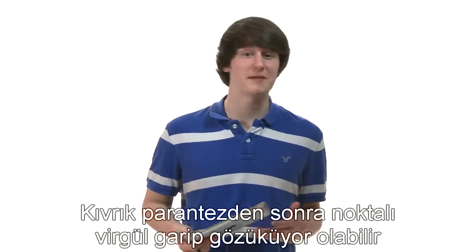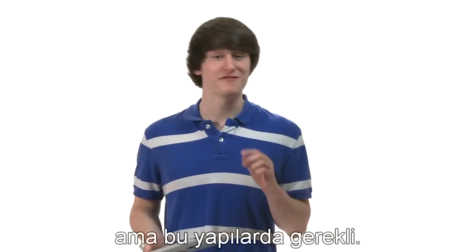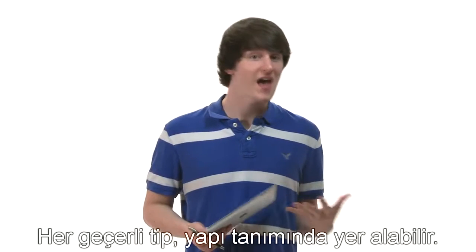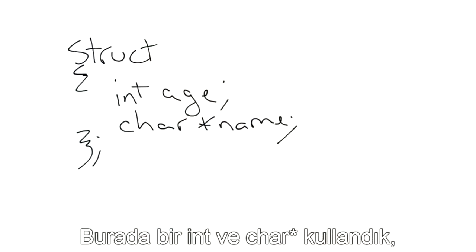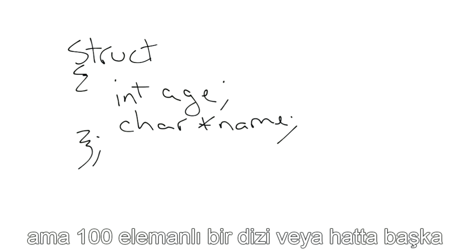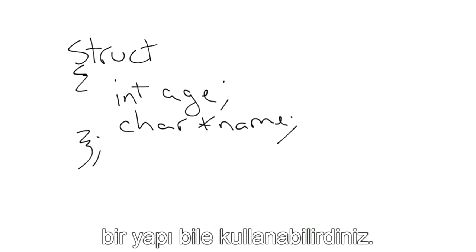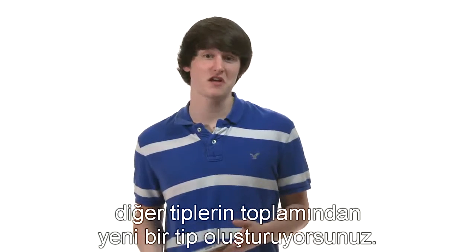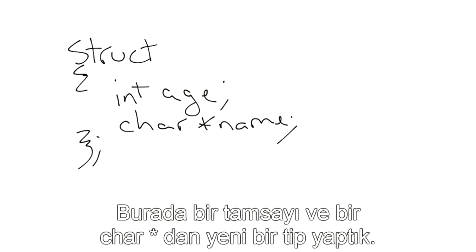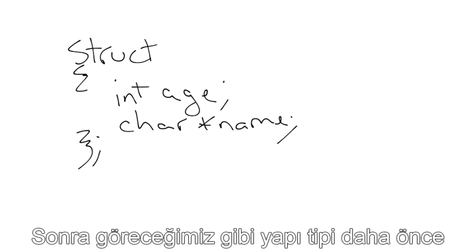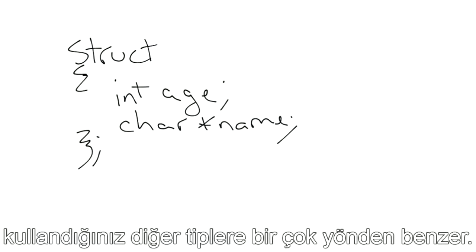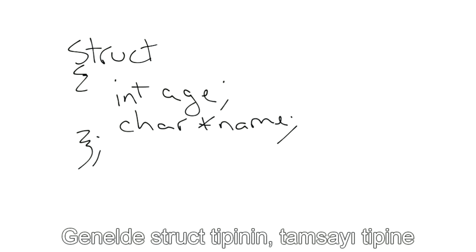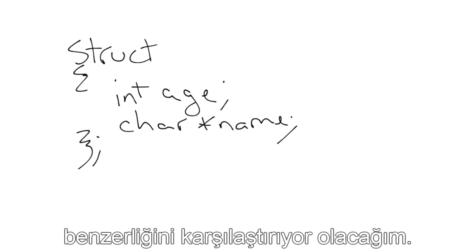It may seem weird to put a semicolon after a curly brace, but it's in fact necessary with structs. Any valid type can go within the struct definition. Here, we've used an int and a char star, but you could also use an array of, say, 100 elements, or even another struct. When you're using structs in C, you're creating new types out of a collection of other types. Here, we're making a new type out of an integer and a char star. As we'll see later, a struct type is in a lot of ways equivalent to any other type you're used to. Usually, I'll be comparing how a struct type is similar to an integer type.